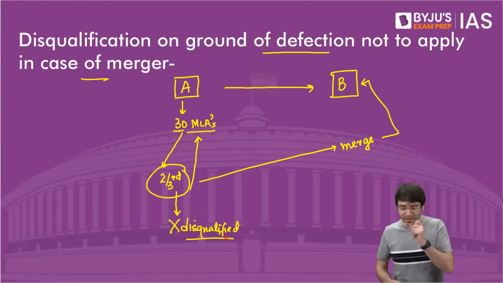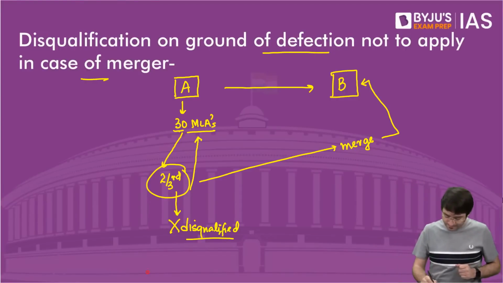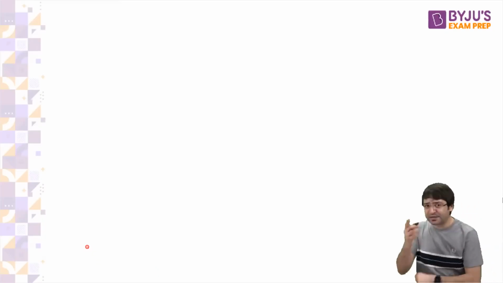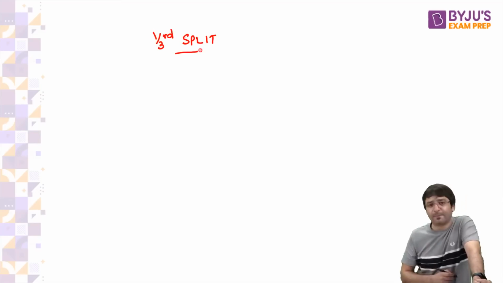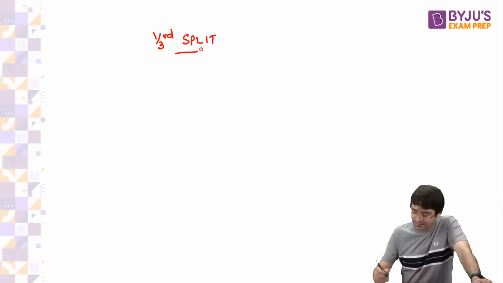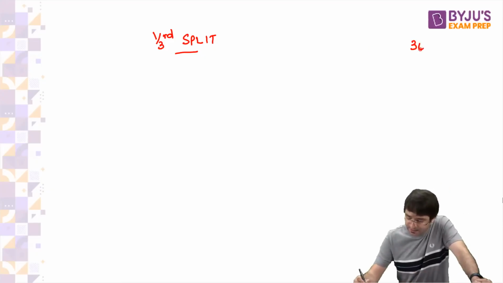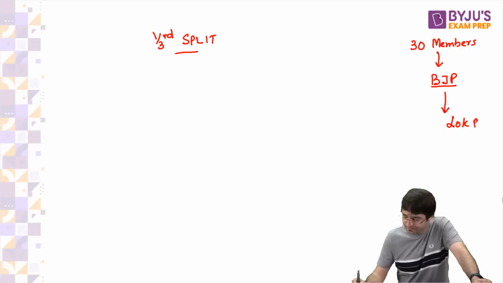But listen to me carefully. Previously, till 2003, there was something known as 1/3 split. What is this 1/3 split? If there are 30 members of a political party, for example, the BJP, they are part of Lok Sabha.